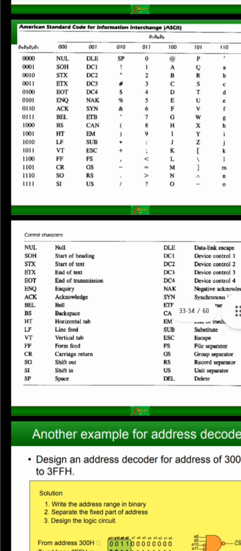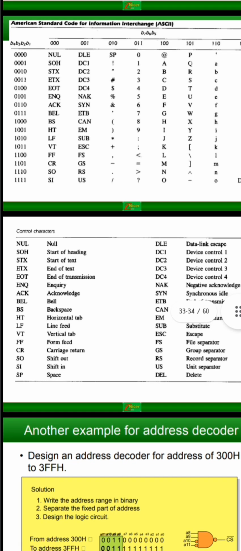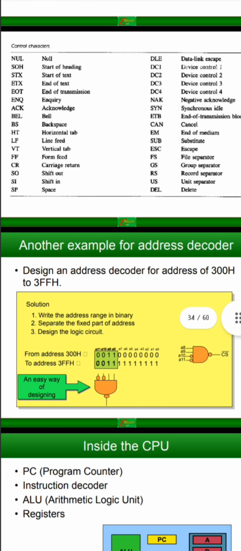Then we have the ASCII numbers. We have to remember these memory numbers. Then we have these control characters, and these are the full forms of them.